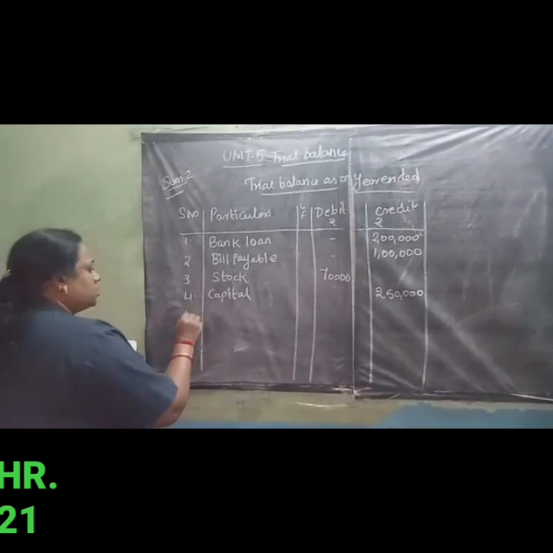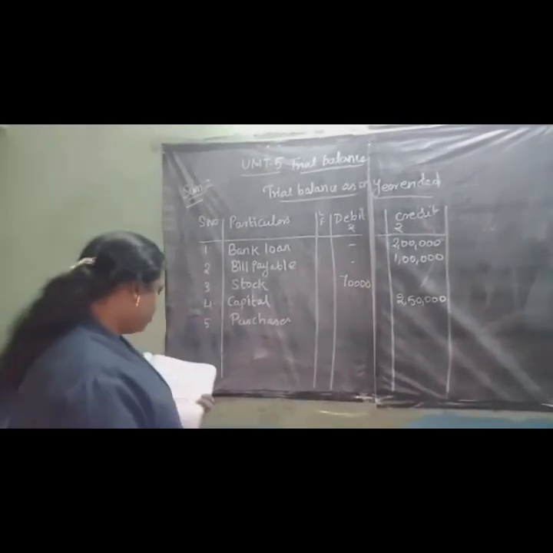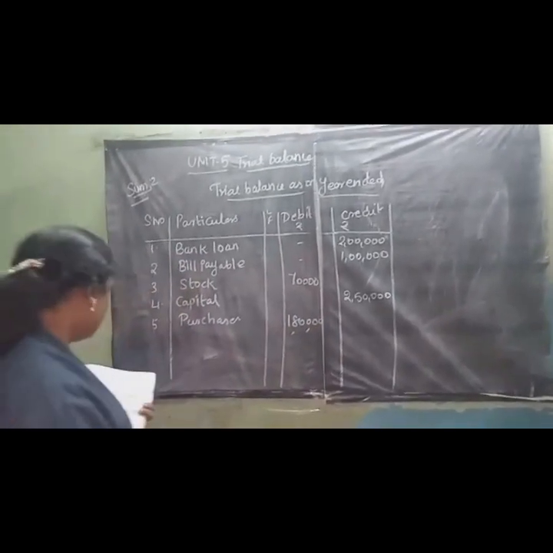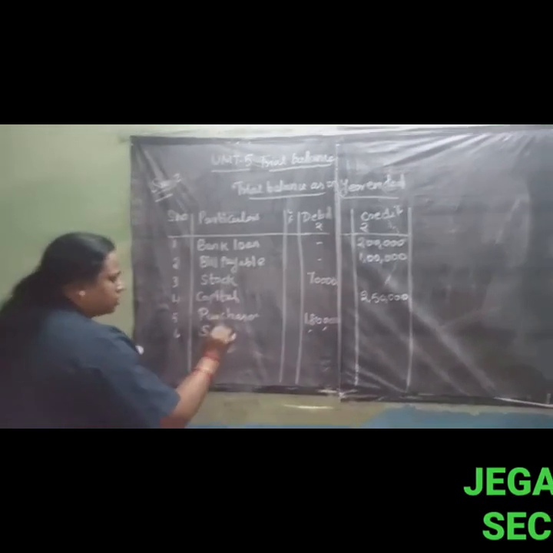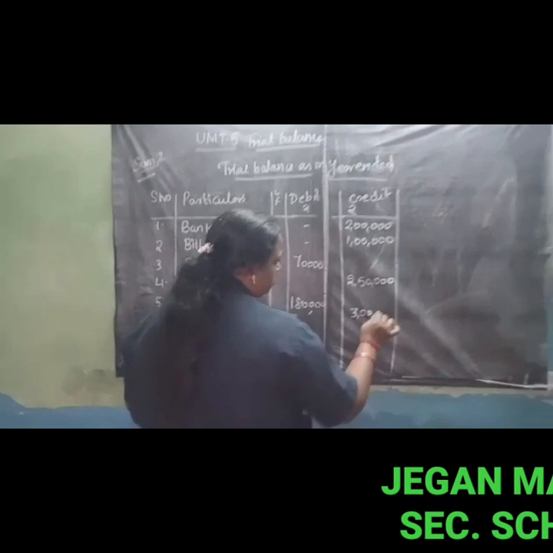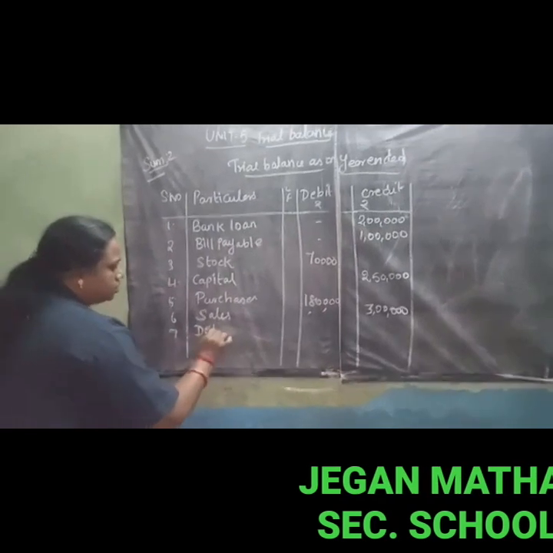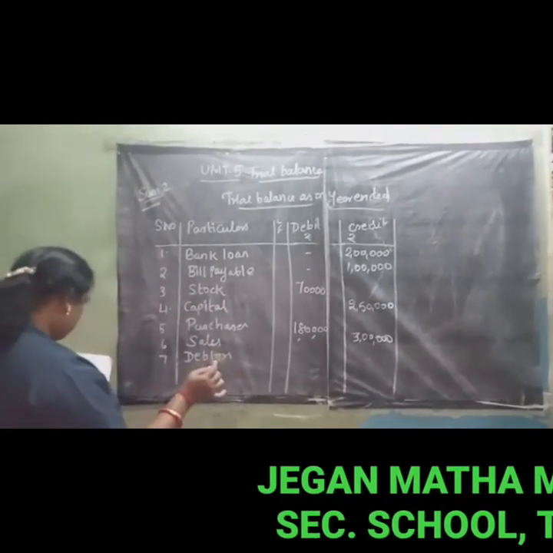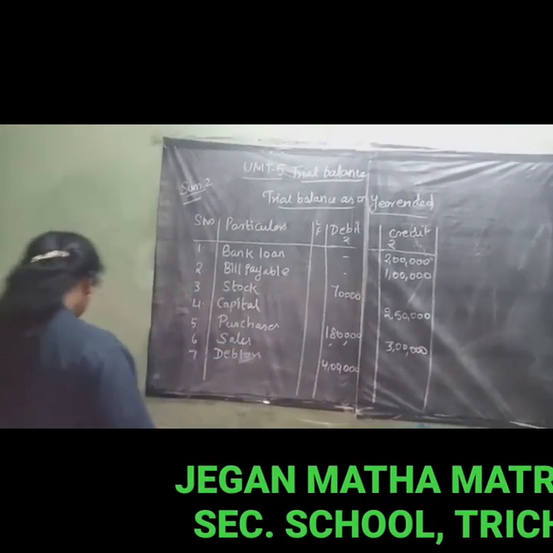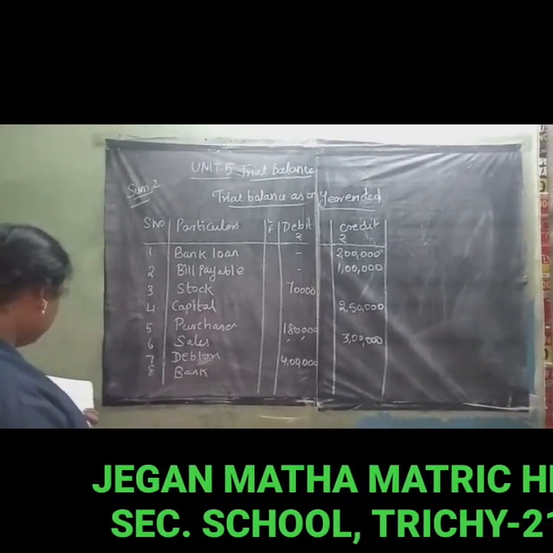Next, purchases, nominal account. So nominal, all the expenses debit. So purchase is debit 1,80,000. The next, sales. Sales credit, amount 3 lakh. Next, debtors. Debtors is an asset. So asset you have to write on the debit column. So amount 4 lakh. Next, finally, bank. Bank is an asset, amount 2 lakh.